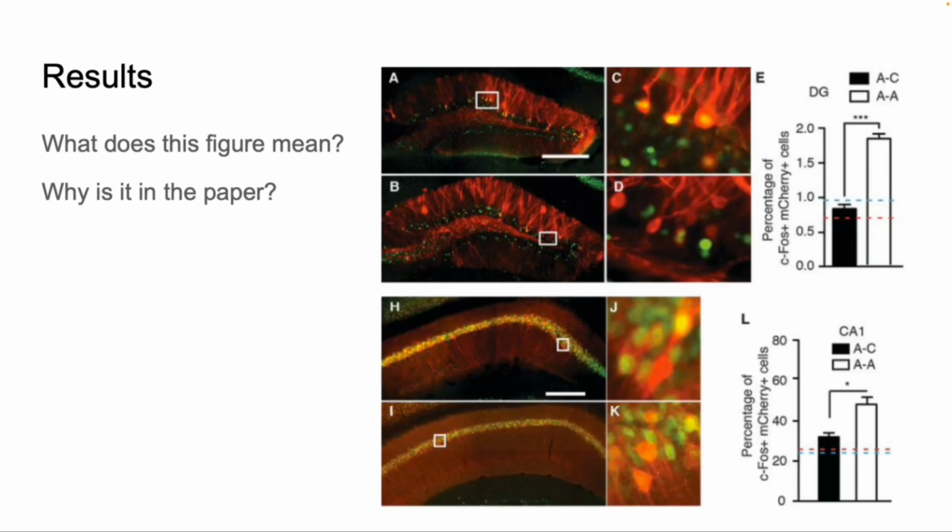It might be showing the difference between the DG and CA1. That could be an interpretation. But then they would have the DG and CA1 on the same graph. These are two separate graphs. So why are they really comparing this paradigm, the AC and the AA? Is it showing the strength of the classical conditioning response? Not quite.